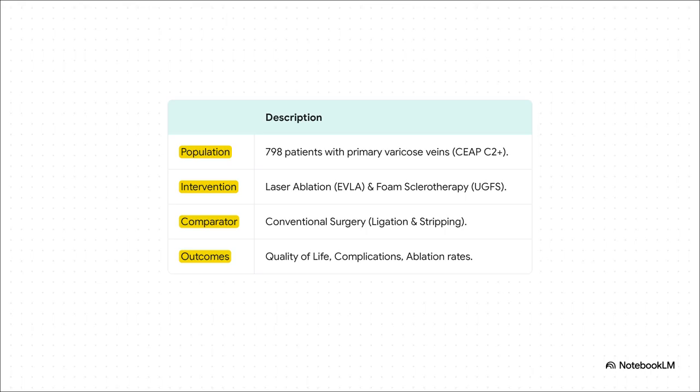For CLASS, it breaks down like this. The population: we're talking about 798 patients with primary symptomatic varicose veins. The interventions were endovenous laser and foam sclerotherapy. The comparator? Good old-fashioned surgery, ligation and stripping. And the outcome, the primary outcome, was quality of life at 6 months.